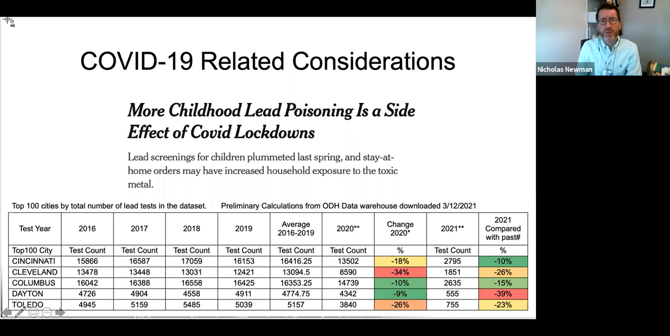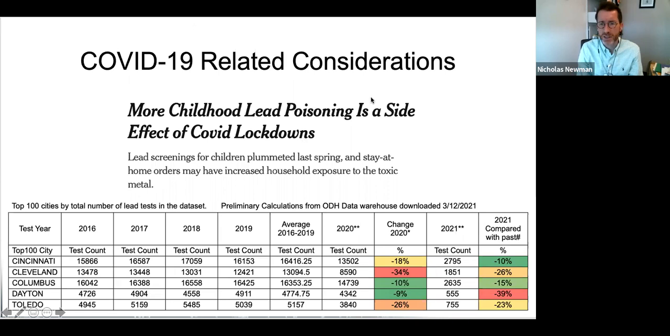I just did a brief back of the napkin calculation, looking at what had happened in Ohio. You can see in the large cities in Ohio, and this is not meant to be inclusive, just ones that I could quickly pull up, we've definitely seen some drop off over 2020. Granted, all this is preliminary data. ODH hasn't finalized everything yet, but it certainly suggests that there's a good number of kids who are missed locally.